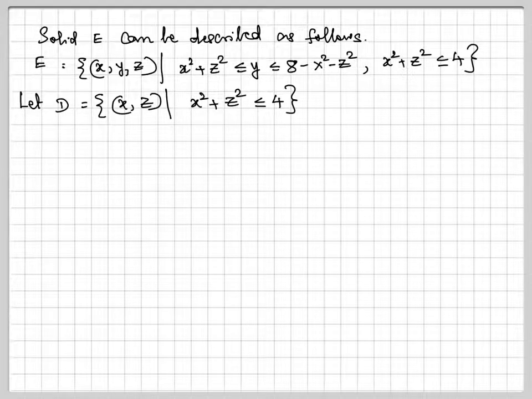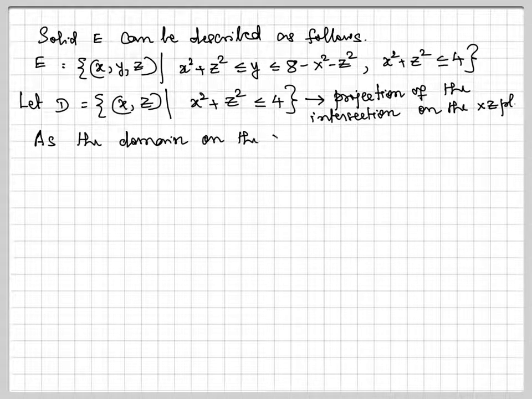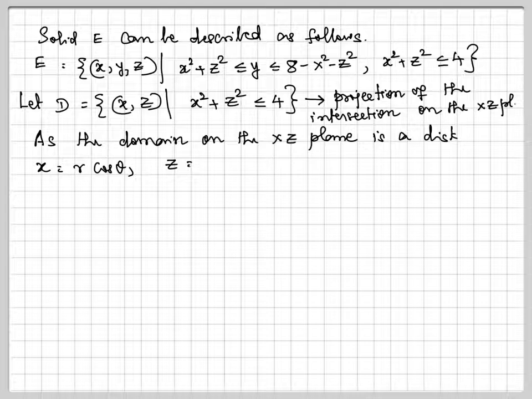We have seen earlier problems where, when the disk is the domain, it's very easy for us to compute using polar coordinates. So it's good to know that the projection of the intersection on the xz plane happens to be a disk. As the domain on the xz plane is a disk, we can use polar coordinates: x equal to r cosine theta, z equal to r sine theta.